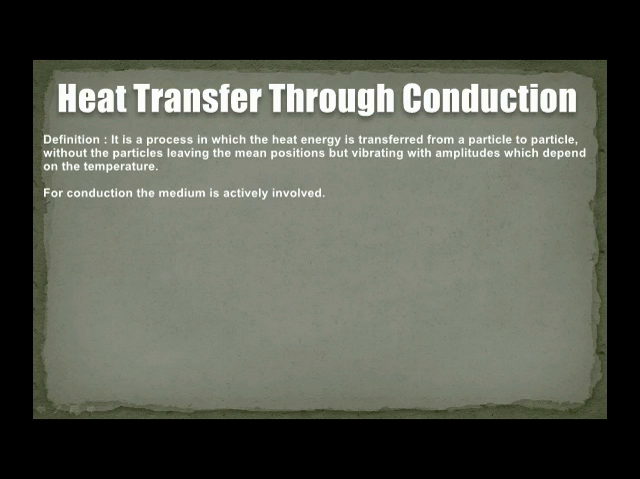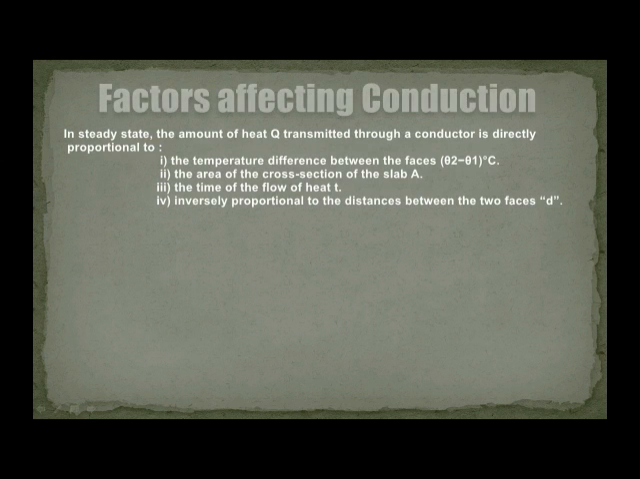For conduction, friends, the medium is actively involved. I am saying the medium is actively involved because in radiation the medium is not actively involved. So what are the different examples? The substances which carry heat are called good conductors of heat, that is metals. The substances which do not carry heat through them are called bad conductors of heat or insulators. For example, wool, cork, wood, rubber. These are examples of bad conductors.